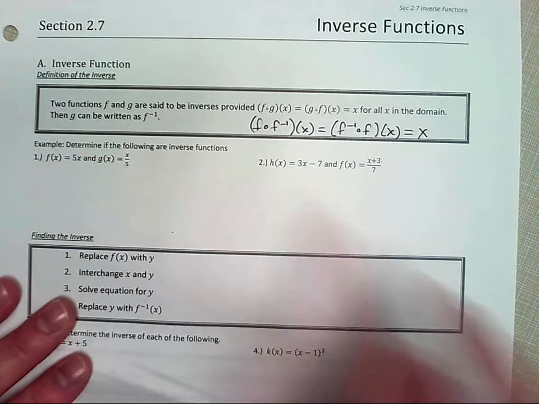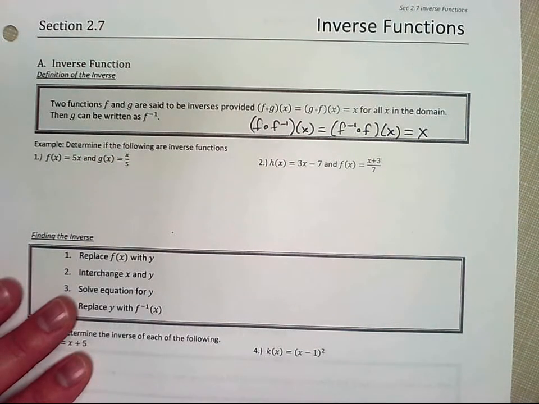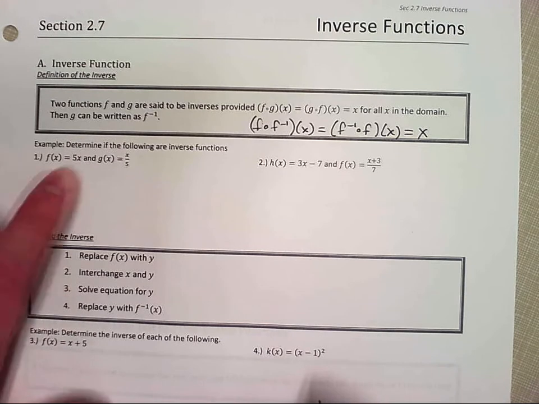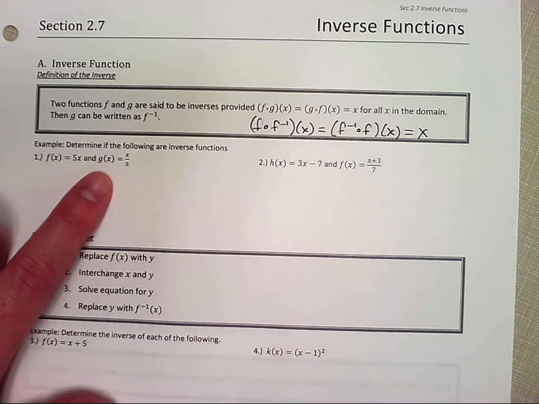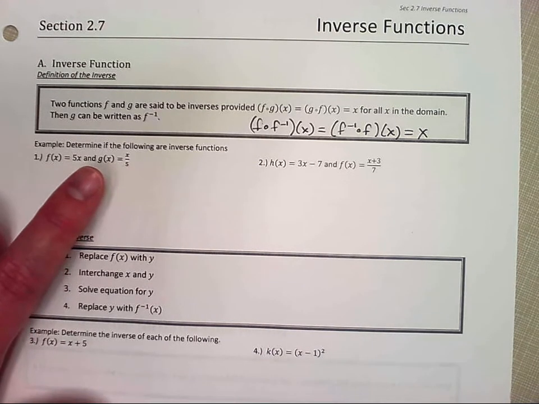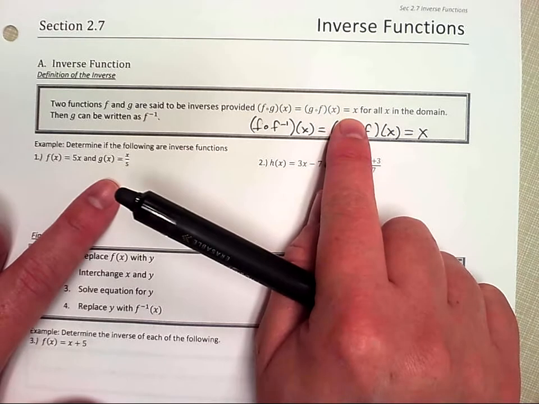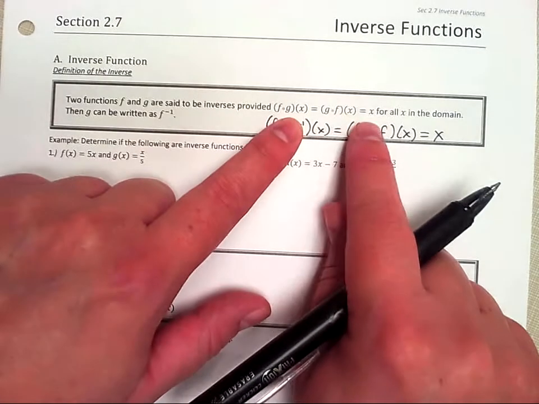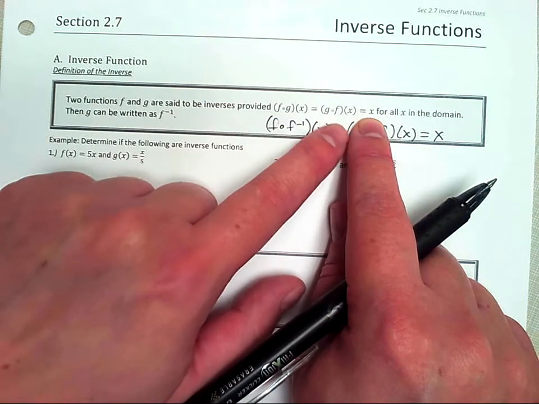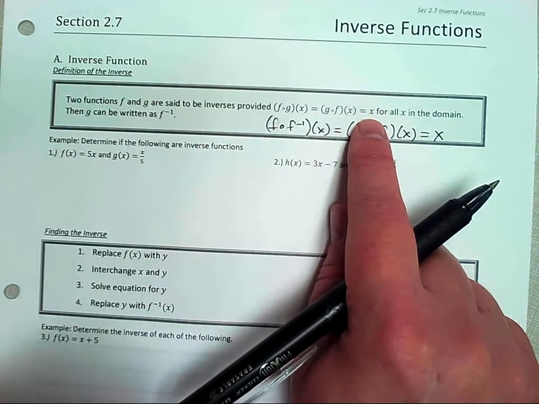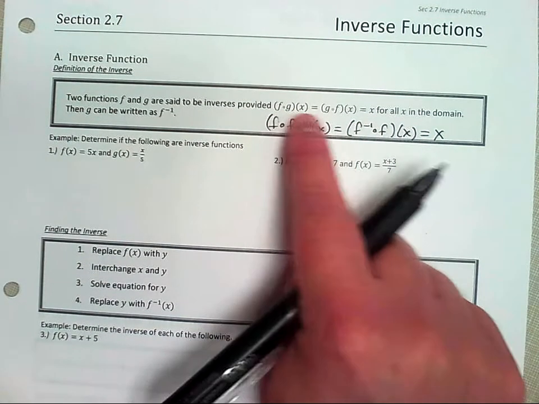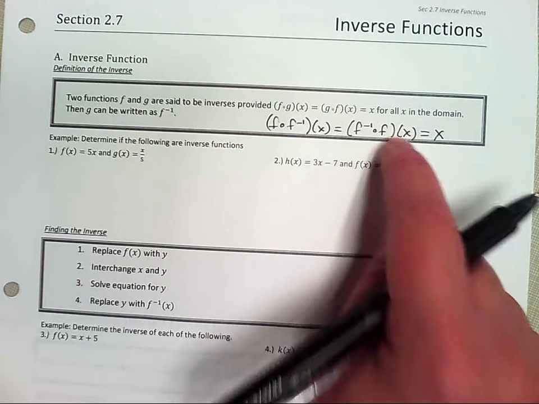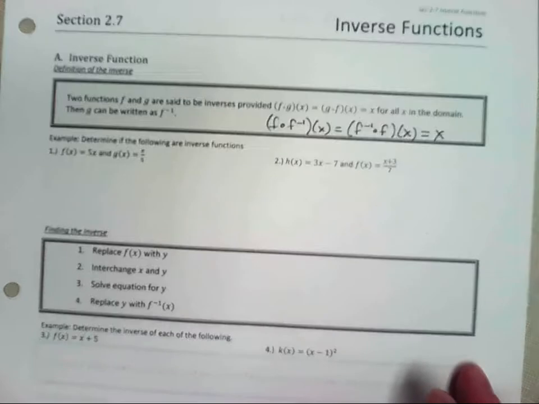So determine if the following functions are inverses. We need to look at that definition and see what we get. So we need to do composition. If we do f of g of x and we get x, then we're done. We can either do f of g of x if that equals x, or g of f of x if that equals x. Either one. We don't have to do both. But if it equals x, they're inverses and we're done. So let's check.